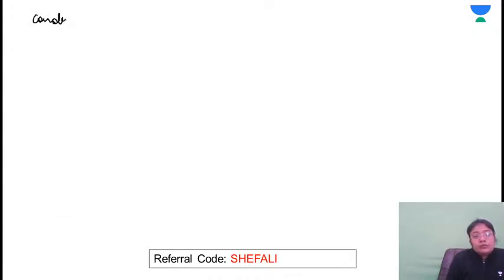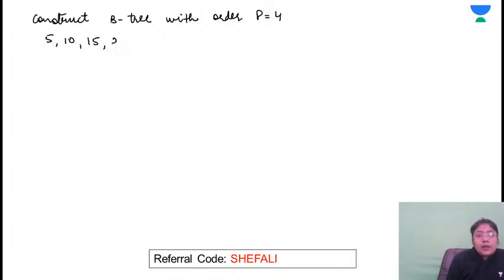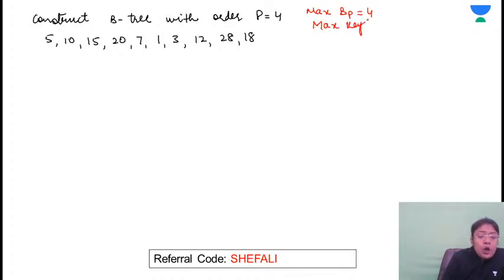Construct B tree with order P is 4 and the elements are given as 5, 10, 15, 20, 7, 1, 3, 12, 28 and 18. So if order P is given as 4, this means that maximum block pointers are 4. And what will be the maximum keys? In a node, how many maximum keys can be there? Keys क्या होती हैं?